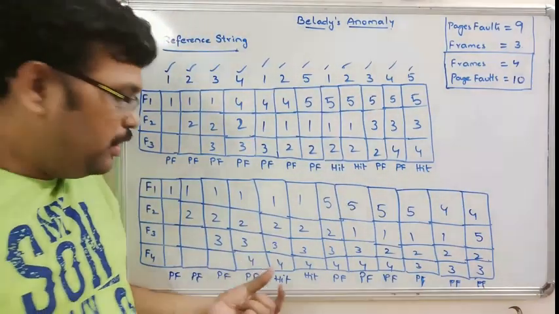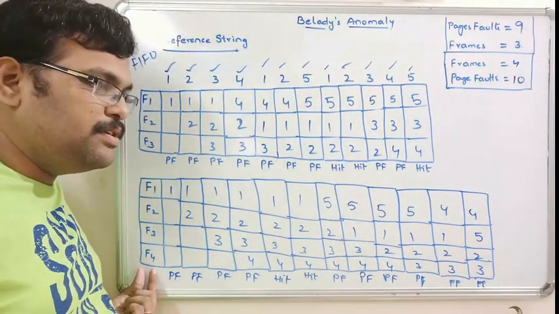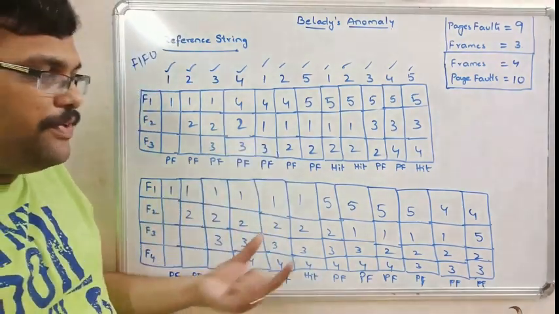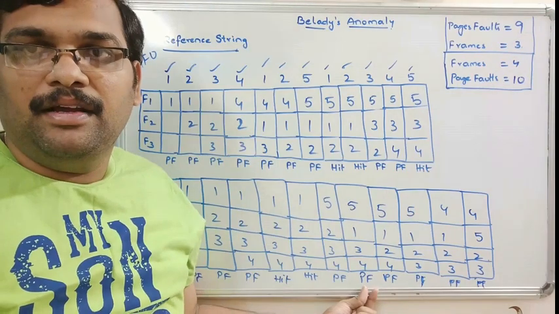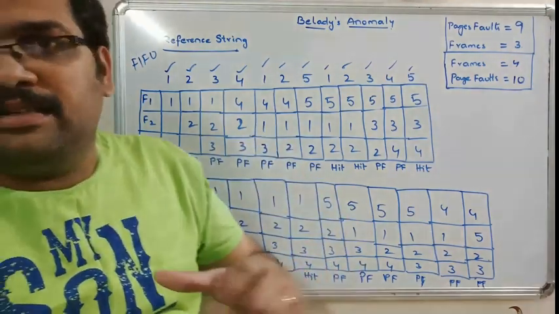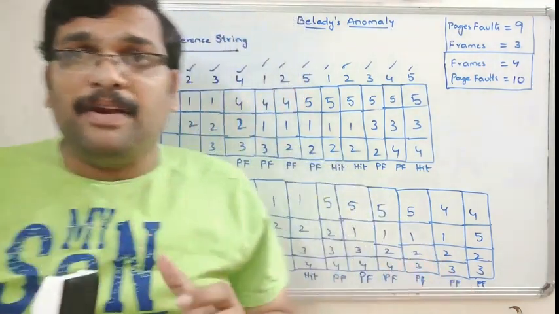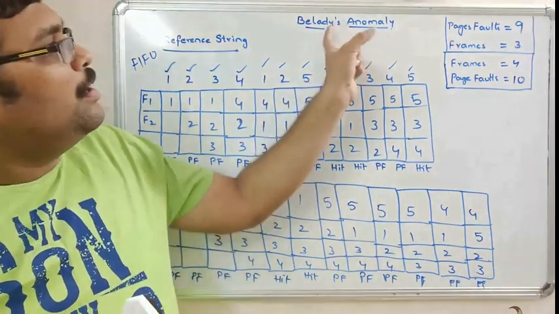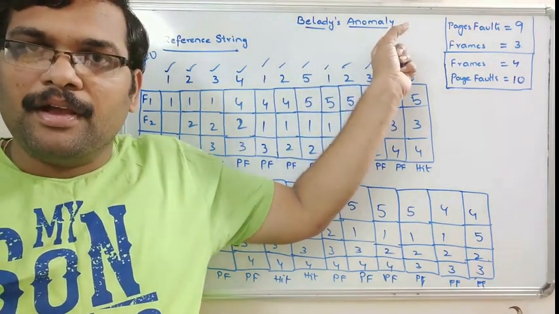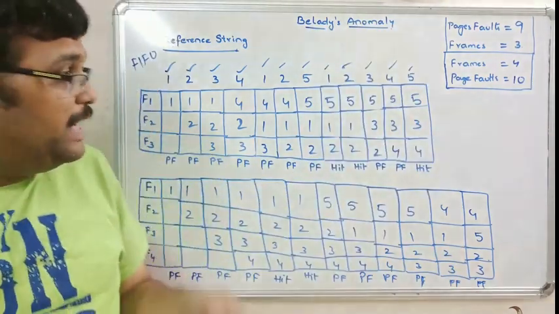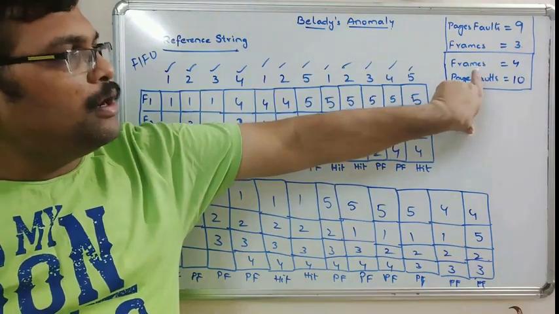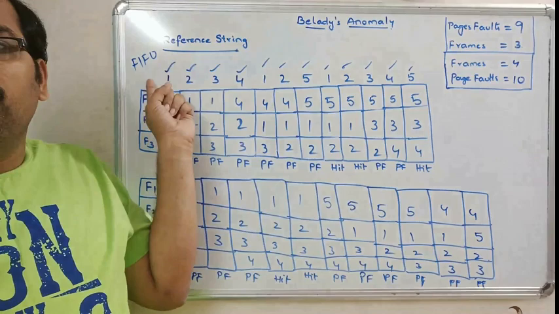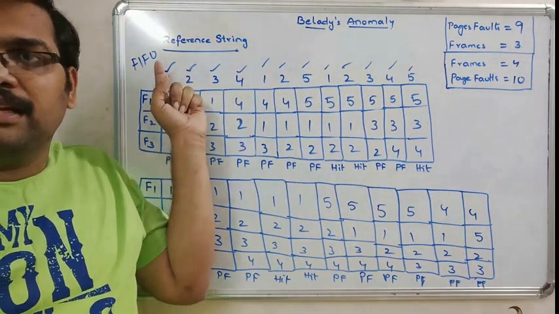So even though you increase the number of frames, there might be a chance of increasing the page faults. Okay. Right? So in some cases, not in all cases, in some reference strings, this will happen. And this phenomenon is called Belady's anomaly. Right? So hope you understood. So increasing the number of frames may not decrease the page faults, particularly in the FIFO page replacement algorithm.